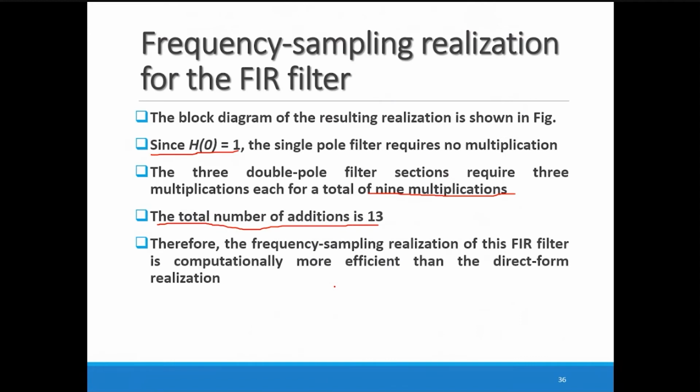Therefore, compared to the direct form structure, where, if you apply the symmetrical approach, you require 32/2 = 16 multiplications and M - 1 = 31 additions, here you require only 9 multiplications and 13 additions. So this is more efficient than the direct form structure. This is what we conclude from this particular example.